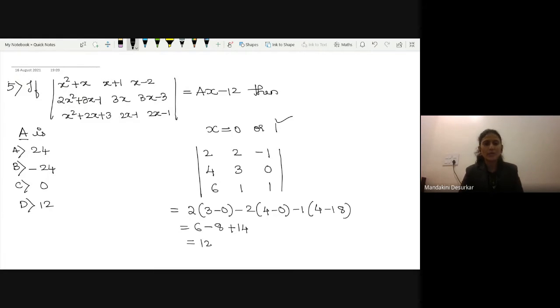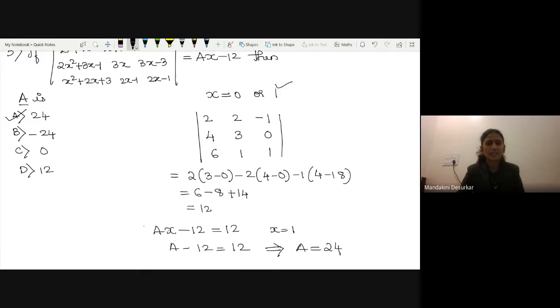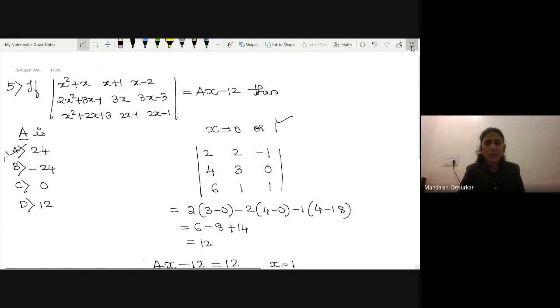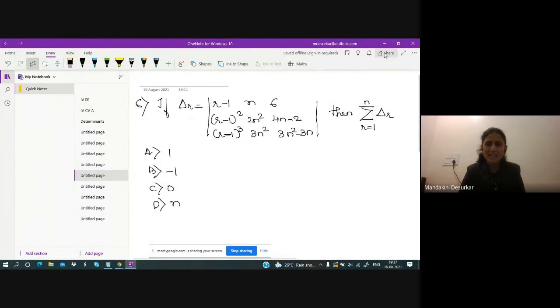Now, I need to find the value of a, which is ax minus 12. I have got the value of the determinant to be 12. So, x value is given to be 1. So, it is a minus 12 is equal to 12. This implies a value is equal to 24. Now, which is the right option? So, a is my right option. Here, if you practice it well, you can crack this in less than 30 seconds also.